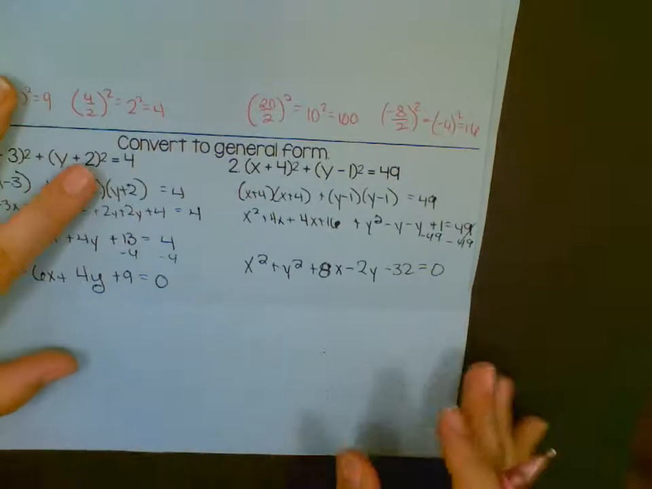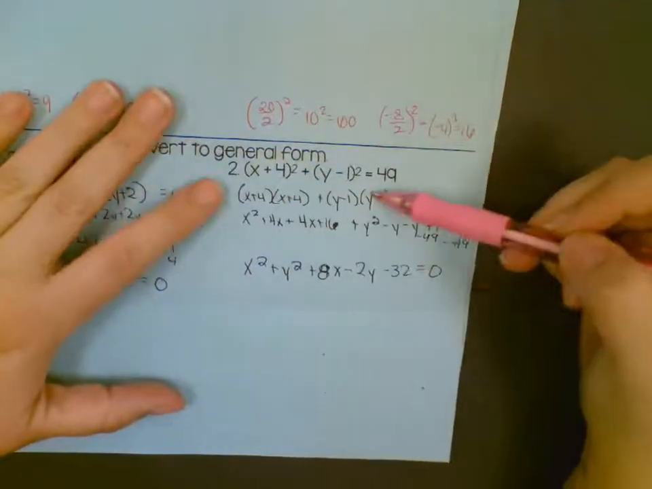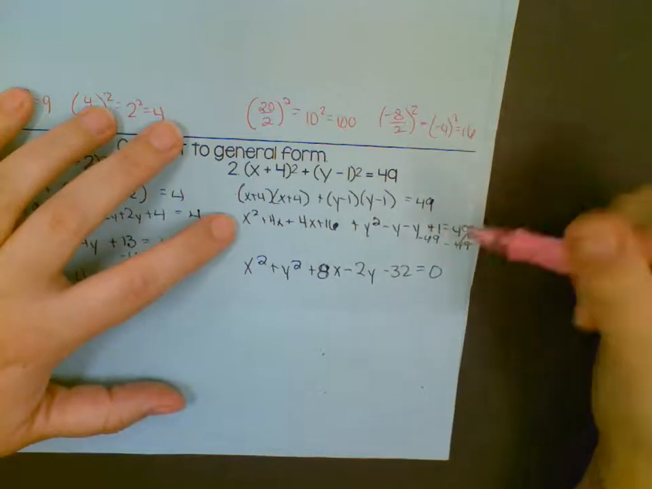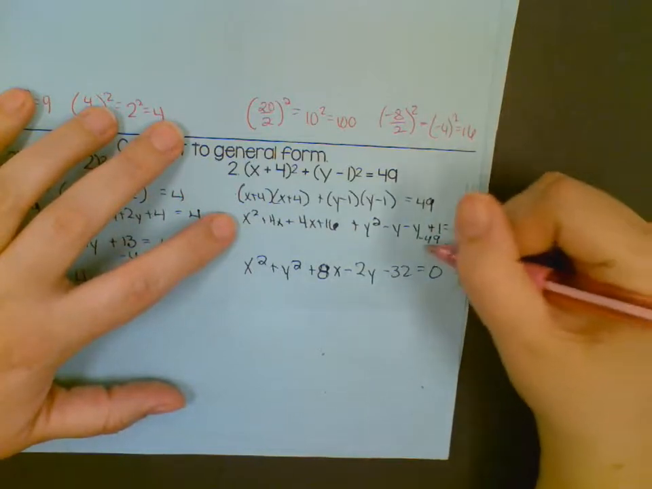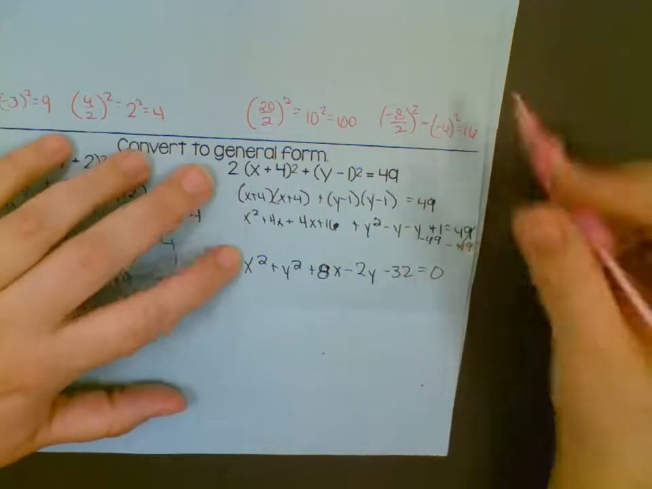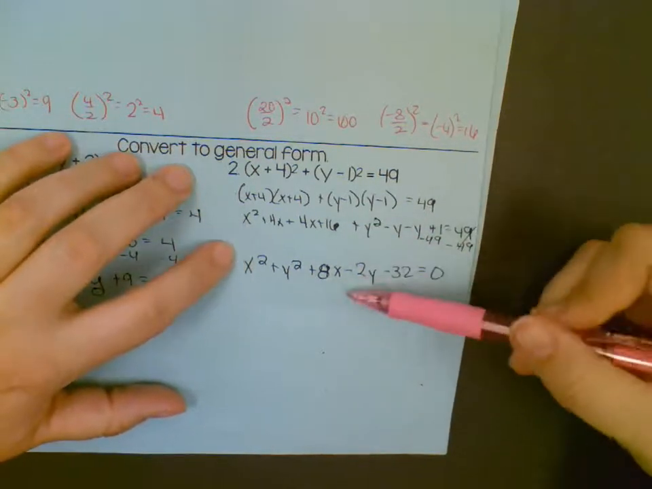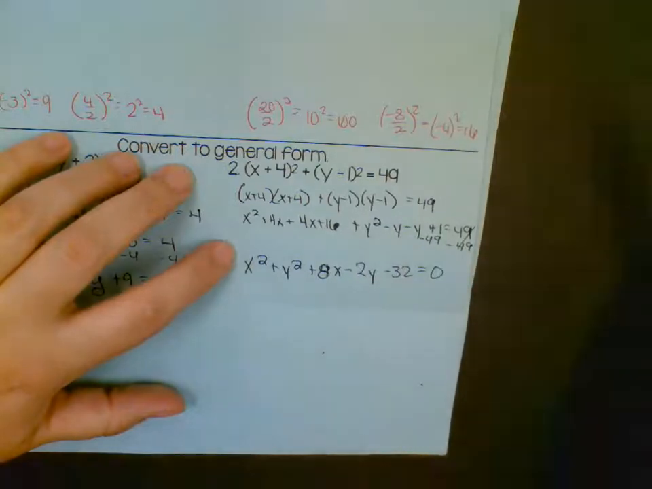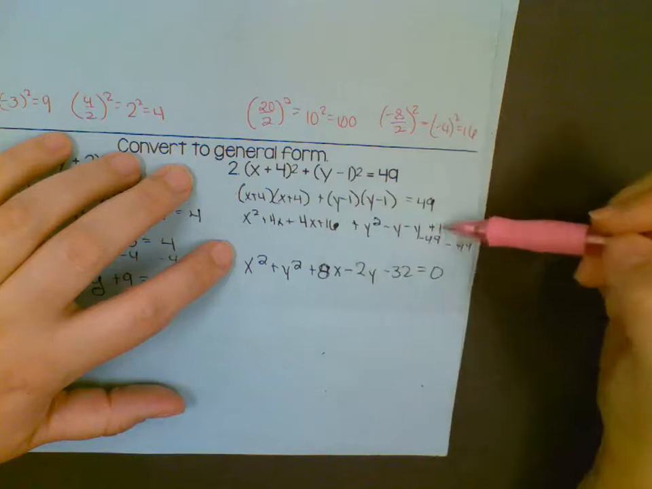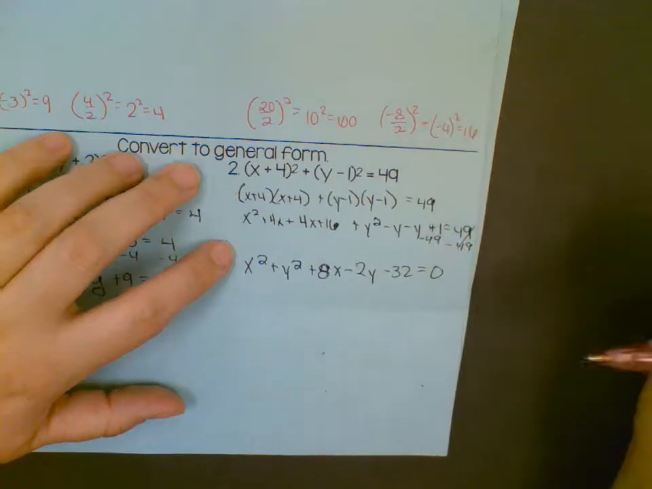Okay, so here we go. Wrote it out in 2 parentheses, FOILed my x's, FOILed my y's. I didn't want to write an extra step, so I subtracted my 49 before I combined terms. So x squared's first, x, y, and then the constant. So it became -32 because we had 16 plus 1 minus 49.